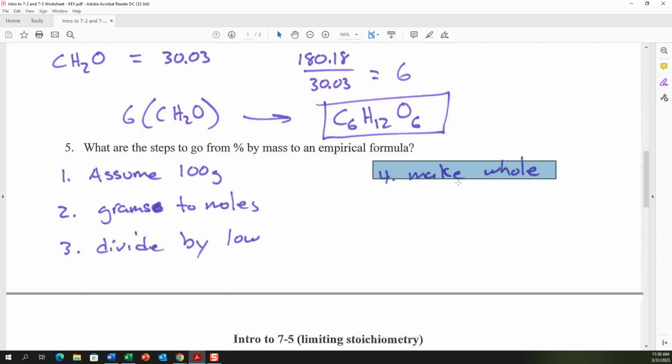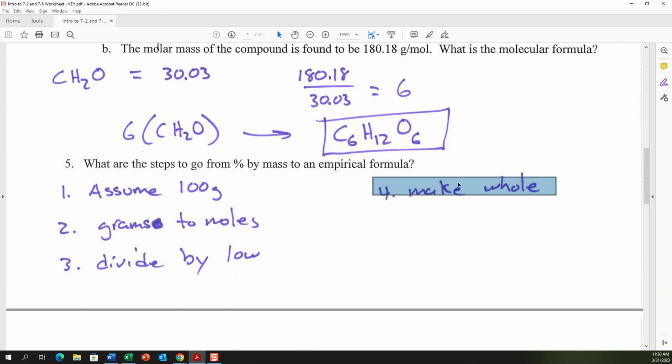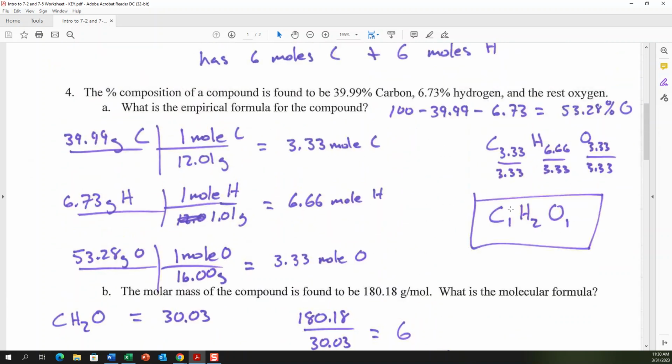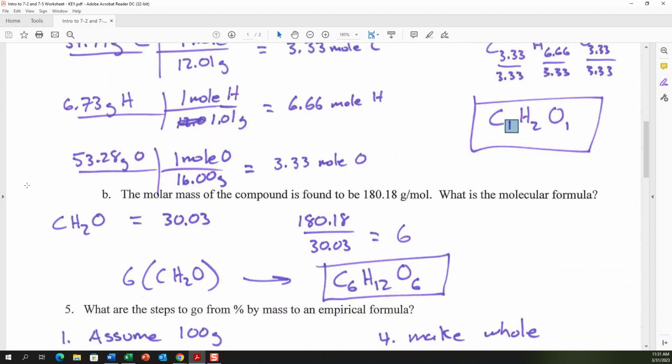Okay, but that's the last step. But remember, if you do it to one of the numbers, you have to do it to all of the numbers. So like if we go back up to this example, if we divided by the lowest subscript here, but this came out to, instead of 2 for the hydrogen, it came out to be 2.5, then we would double all of the subscripts. If this came out to be 1.33 instead, then we would triple everything. But not just this number, we would triple all the numbers to maintain the ratio.